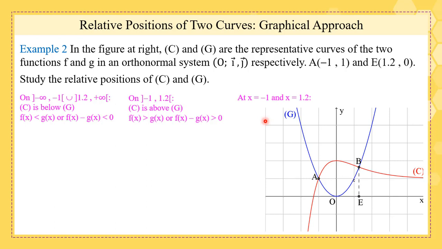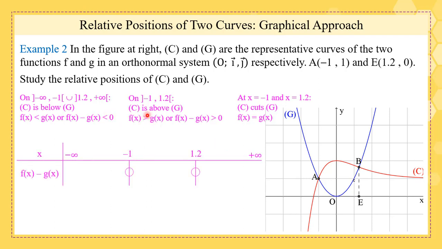And when x is exactly negative 1, or x is exactly 1.2, you can see that the two curves intersect, or they cut each other, and we can state that f of x equals g of x. Now this is what we call a study of the relative positions, but this study also could be expressed in a table.